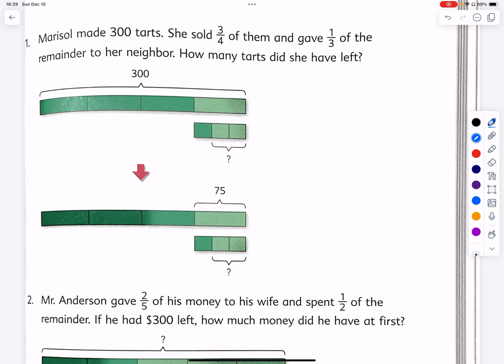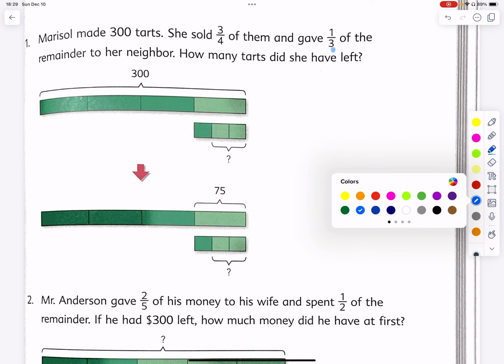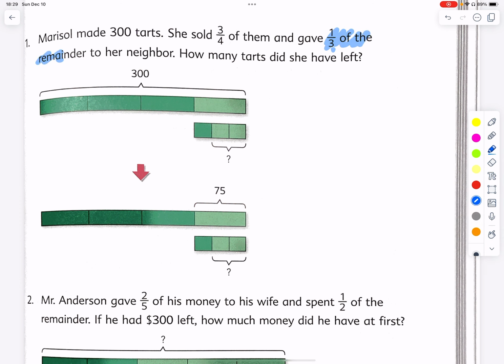Let's look at problem number 1. I'm on the following page. Marisol made 300 tarts. She sold 3/4 of them and gave 1/3 of the remainder to her neighbor. How many tarts did she have left? Well, let's go step by step. Who, what, and why? The three W's. Of course, the problem is talking about Marisol and her tarts, right? What do we know about Marisol's tarts? She started with 300. What happened to them?